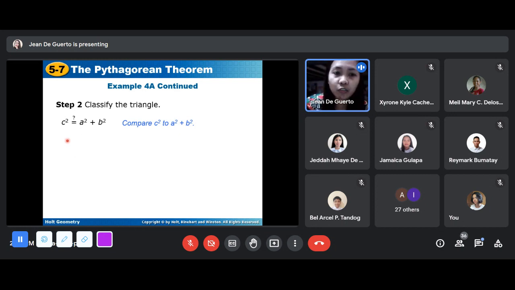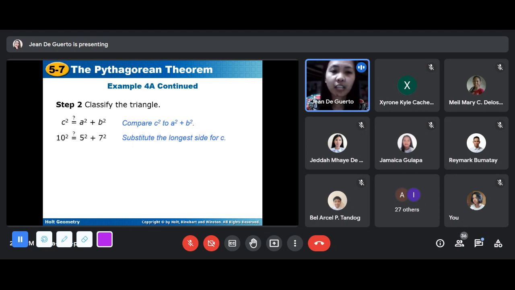So, kung greater yung C square kesa doon sa A square plus B square, then your triangle is obtuse. Kung equal naman yung left and right side ng equation natin, then you have a right triangle. Pero kung C square is less than A square plus B square, then you have an acute triangle. Okay, so take note na yung longest or the greatest number among the group will be substituted to C. Substitute the longest side for C.